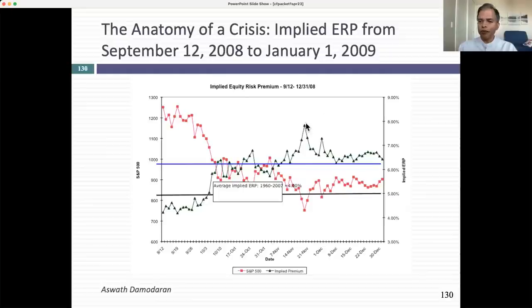There was a day in November, about 2.5 months later, where the implied equity risk premium in the US was almost 8%. It almost doubled. This is not supposed to happen in a developed market. This is what terrified people. This is what happens in emerging markets going through meltdowns, and it was happening in the US. It ended the year at about 6.4%. That's the implied equity risk premium during the crisis. What's catapulting it? The fact that the market is imploding and collapsing is pushing up the implied equity risk premiums.